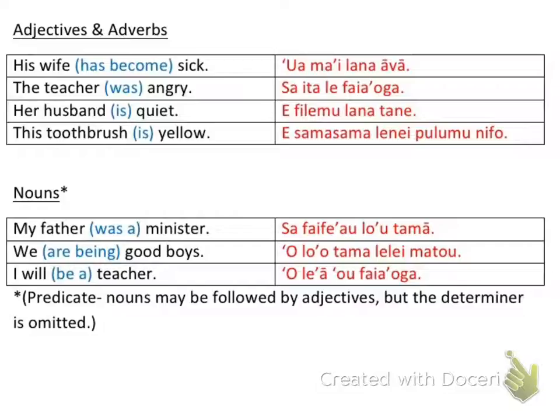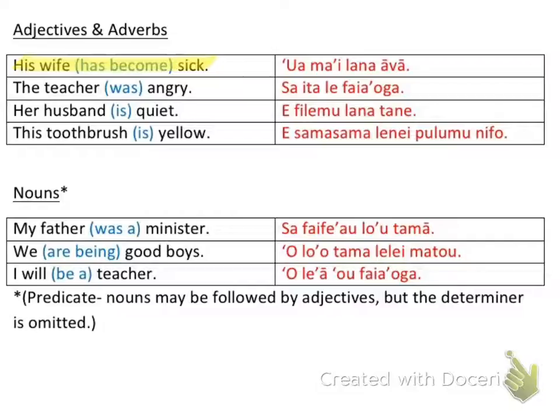So let's say we have just adjectives and adverbs instead of verbs. Okay, so then this English sentence, his wife has become sick. So the has become, we don't say that in Samoan because that is one of those imaginary to be verbs that we're talking about here. So the things that are in blue, we don't really need to translate that or put that into our Samoan sentence structure. Our tense markers kind of take the place for those in these cases.